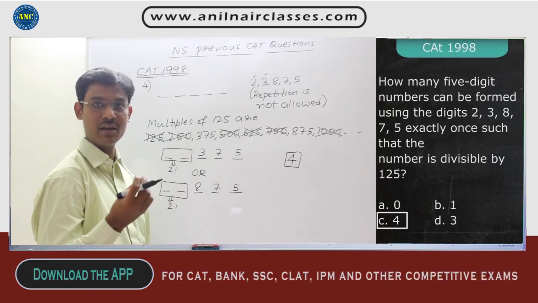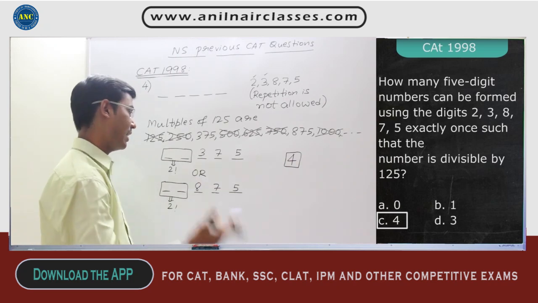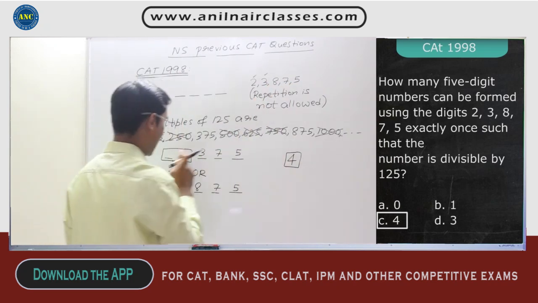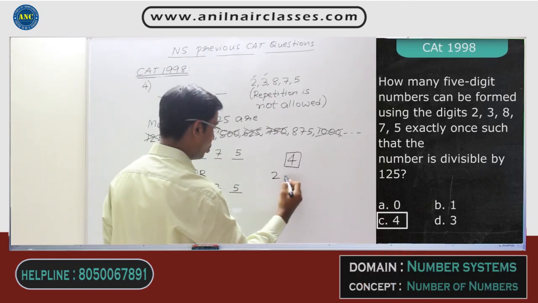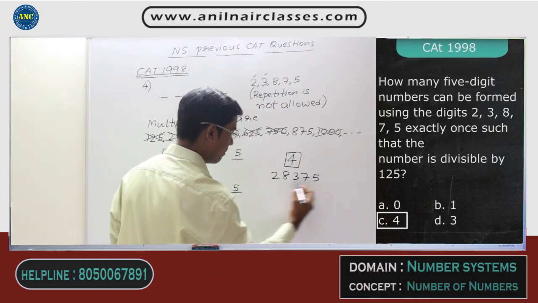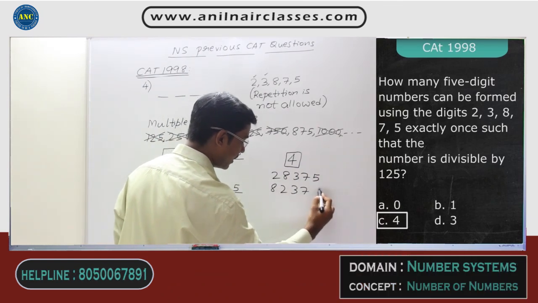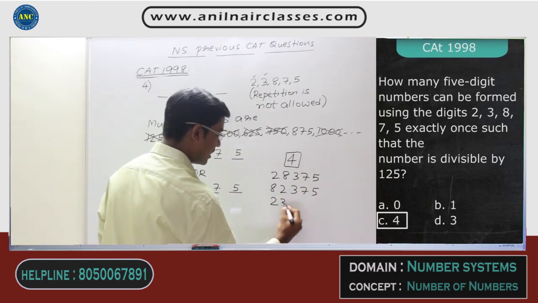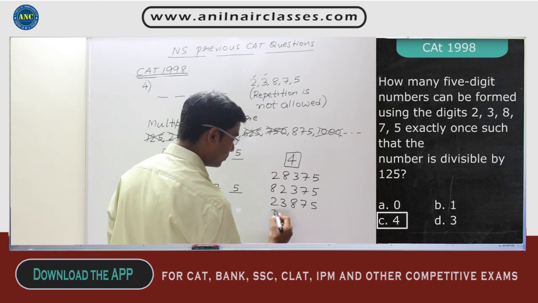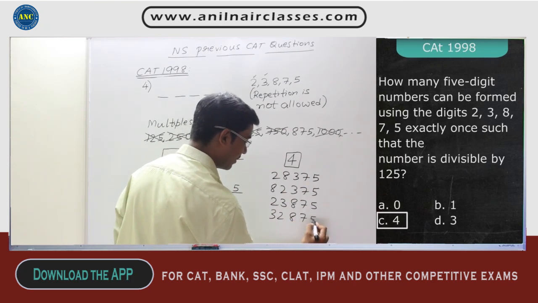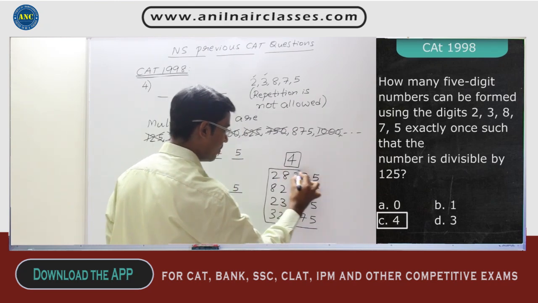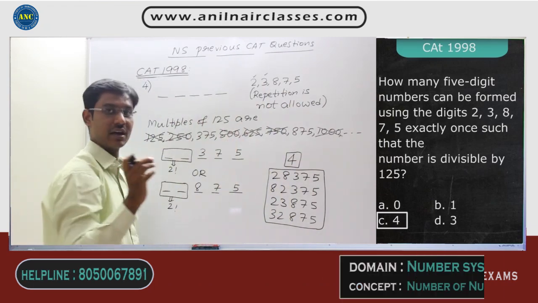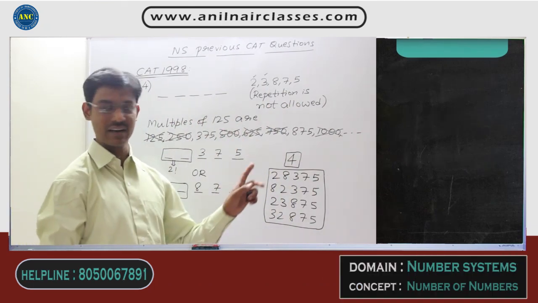Suppose the question is asking what the 5-digit numbers are, it's still not a difficult task. With 375 done, it can be 2 and 8, or 8 and 2. 28375 is the first number. 82375 is the second number. With 875, 23875 is the third number. 32875 is the fourth number. These are the only 4 numbers that can be formed using these digits without repeating the digits, which are divisible by 125. I hope it is clear.